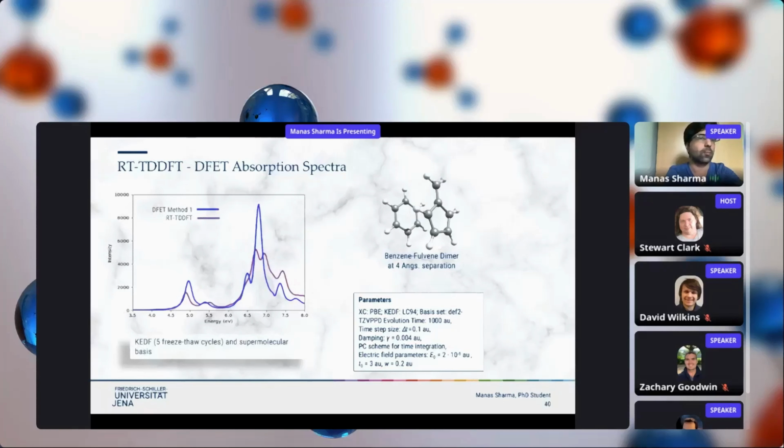Secondly, if you employ the approximate method 1 for the construction of the embedding potential, you see that while the peak positions are still predicted up to some reasonable accuracy, the intensities are all messed up, and that is also expected.